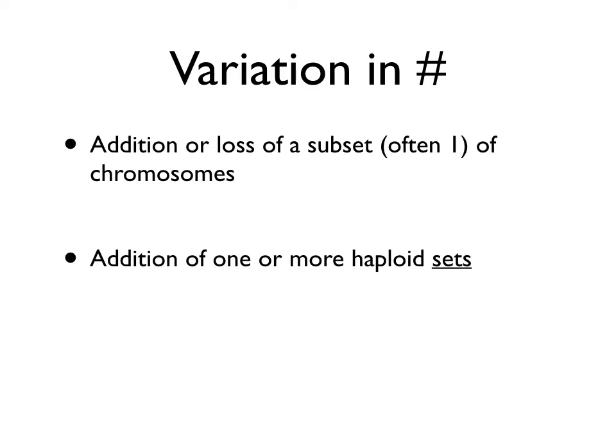And there are two broad categories of genetic mutations that result in variations in the number of chromosomes within an organism. The first of these is the addition or loss of a subset of the chromosomes that an organism possesses. So let's think about what that means for a moment. You possess 46 chromosomes in every one of your cells. Your father gave you 23, your mother gave you 23. So in total you have 46.